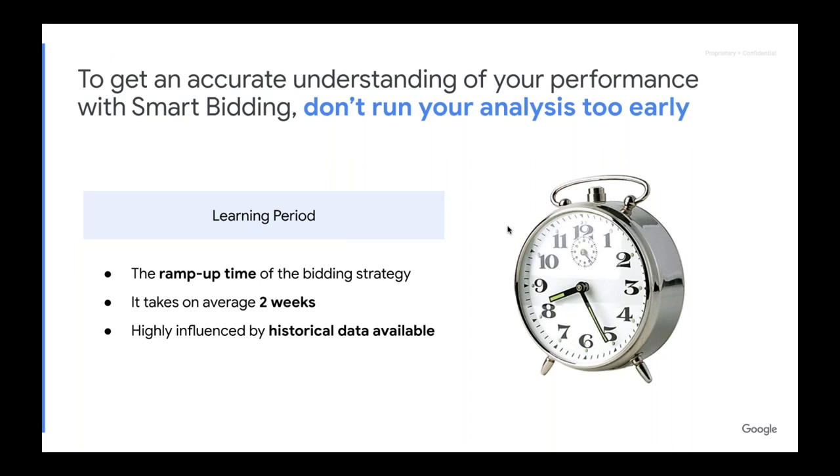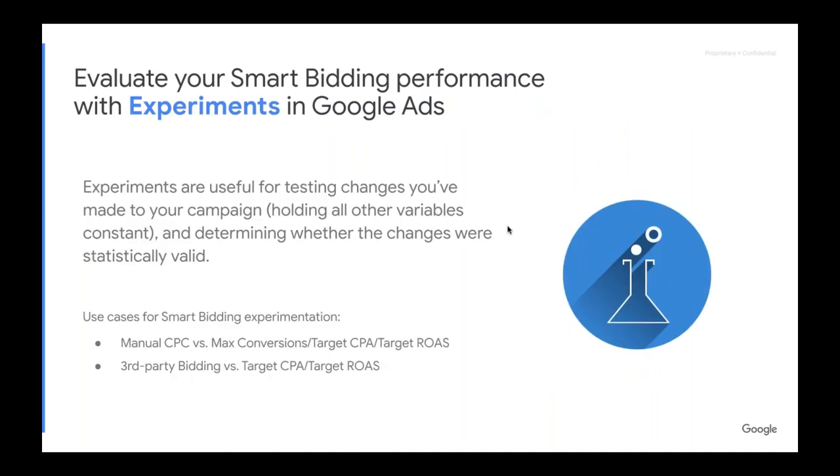There is, in fact, this concept of the learning period, which is the ramp-up time of the bidding strategy that on average takes at least 2 weeks, and it's highly influenced by historical data available. For example, if you're using maximized conversions on a new campaign, which is fine because you don't need a minimum amount of conversions, you should also expect the learning period to last a bit longer. That said, as I said before, I really like experiments as a tool to evaluate smart bidding performance and move forward toward automation.